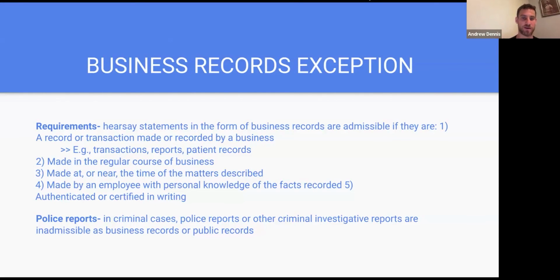So requirements. Hearsay statements in the form of business records are admissible if they are a record of a transaction made or recorded by a business, such as transaction reports or patient records, made in the regular course of business, made at or near the time of the matters described, made by an employee with personal knowledge of the facts recorded, and authenticated or certified in writing. Police reports in criminal cases, police reports or other criminal investigator reports are inadmissible as business records or public reports. Okay, so we did this one.